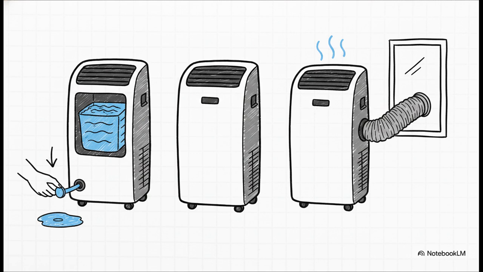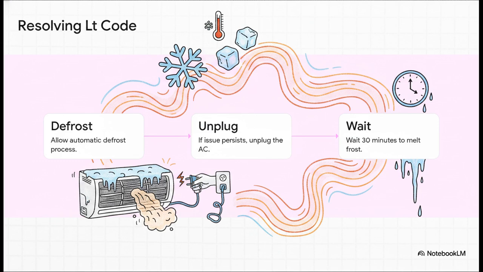Similarly, DH just means dehumidifier mode is currently on, which is a reminder to make sure you've attached the exhaust hose. But check out this one, the LT code, which stands for low temperature. If you run your portable AC way too hard in heavy humidity, it literally gives itself a brain freeze. Just like when you drink a milkshake way too fast.